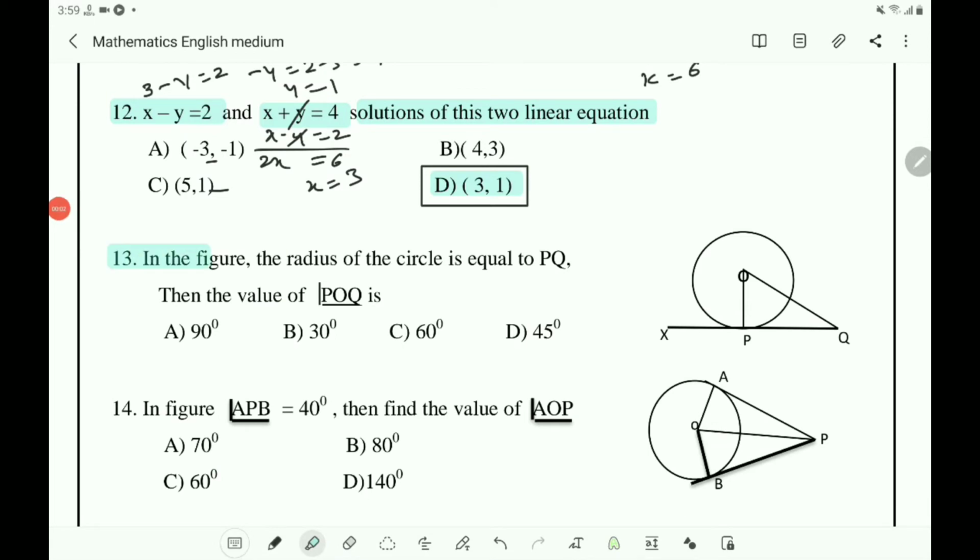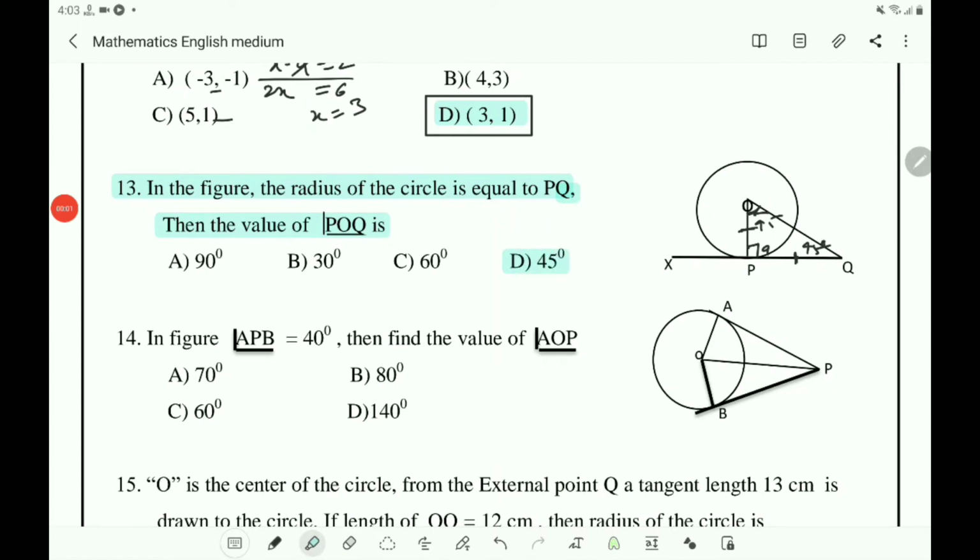Question number 13. In the figure, the radius of the circle is equal to PQ, and then the value of angle POQ is. Here OP is equal to PQ. Here you know the measurement of this angle is 90 degrees, and OP equals PQ. OP is the radius and PQ is the tangent. OP equals PQ means these two angles are 45 degrees, 45 degrees. So the measurement of the angle POQ is 45 degrees. Therefore option D is the answer. Note down the answer, option D.